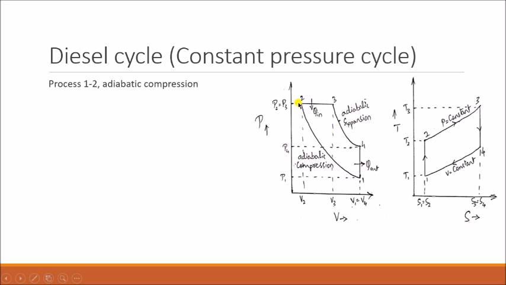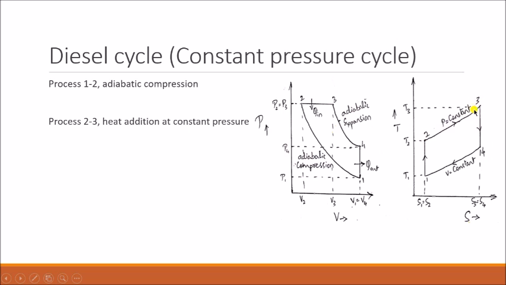After the air has been compressed, the next process is heat addition. That is the second process, process 2 to 3, heat addition at constant pressure. During this process the pressure of the air is kept constant and the heat is added to it. Hence we call it a constant pressure cycle, meaning heat addition takes place at constant pressure. The volume slightly increases from V2 to V3. Same way on the TS diagram, the temperature increases from T2 to T3 and the entropy from S2 to S3.